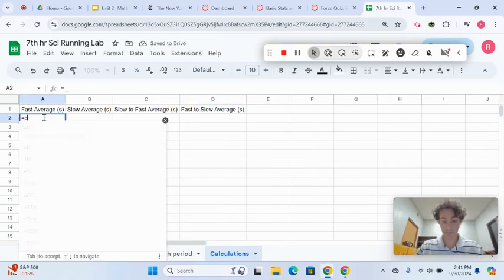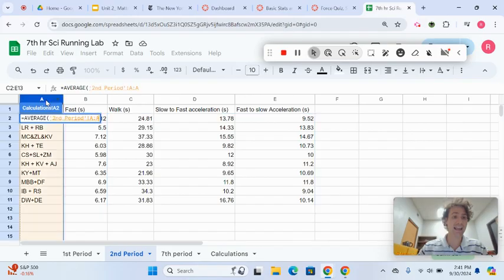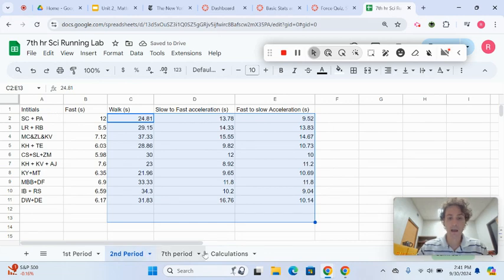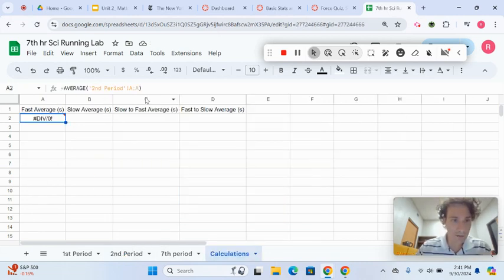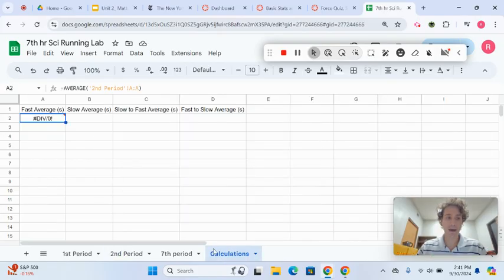We say equals average. Go back to our data. In this case, I pick second period, right? And I say everything in A. Give me everything in A. And it says divide by 0. And I say, uh-oh. Why is that? Well, let's check it. It says second period A through A. And then I say, oh, it's because I clicked on the initials, right? Well, that ain't going to work, right? These are not numbers.